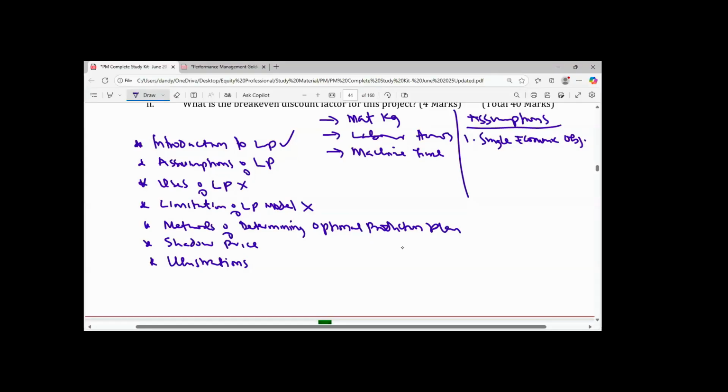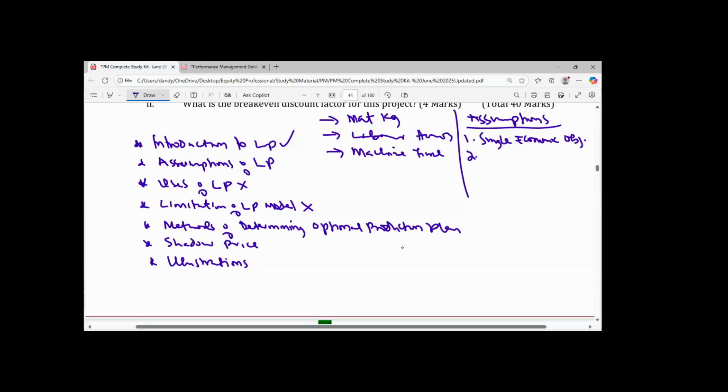But as far as linear programming is concerned, if all these assumptions are not in place, then it will be difficult to use linear programming for determining optimal production plan. So for the model to work effectively, all these assumptions must be in place. So what we are saying is that there must be a single economic objective to be achieved, either to maximize contribution or to minimize cost.